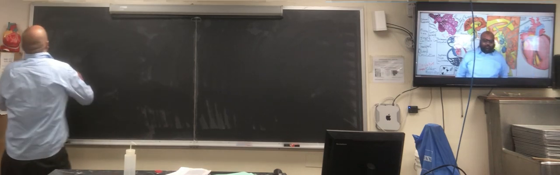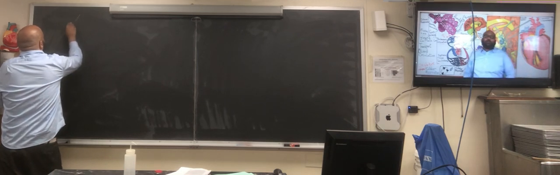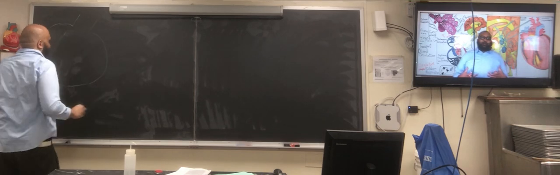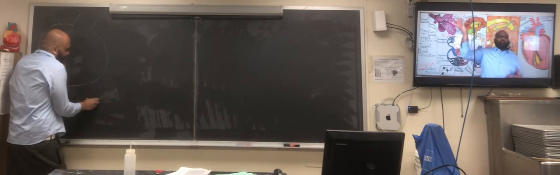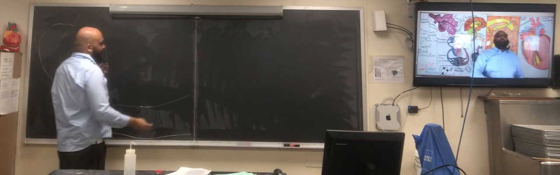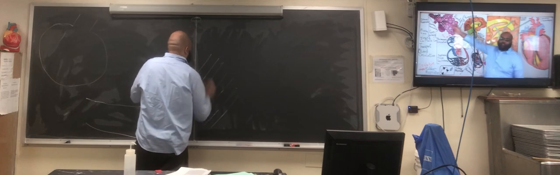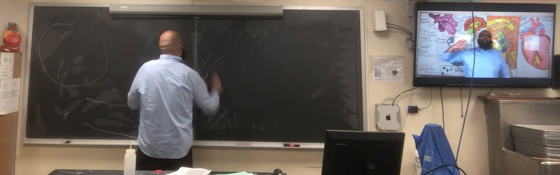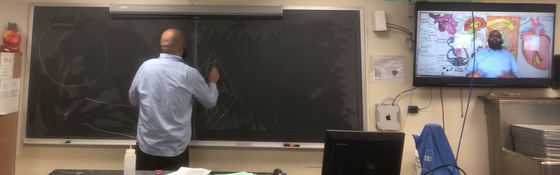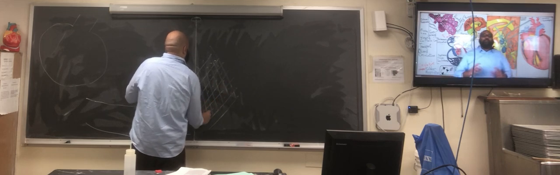First of all, I have the alveoli. This represents my alveoli. And this represents my blood vessels. And this right here represents my tissue. And these dots represent my nucleus.